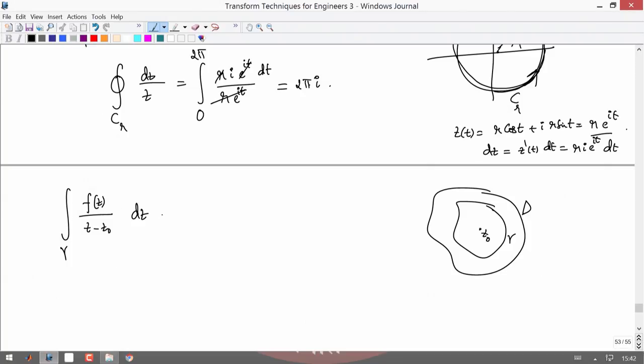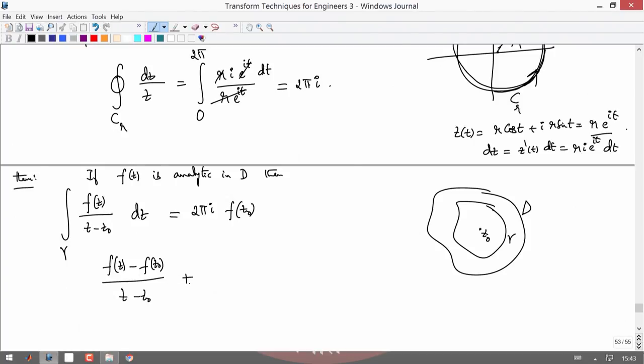So if you want to evaluate this integral over gamma, where f of z is analytic in D, then this is the result. This is a theorem of complex function theory based on the Cauchy theorem, and using this simple result, we can show that the integral over gamma is equal to 2 pi i times f at z naught. You can easily show this by rewriting the left hand side: f of z minus f of z naught divided by z minus z naught, plus f of z naught divided by z minus z naught. Now I integrate over gamma.